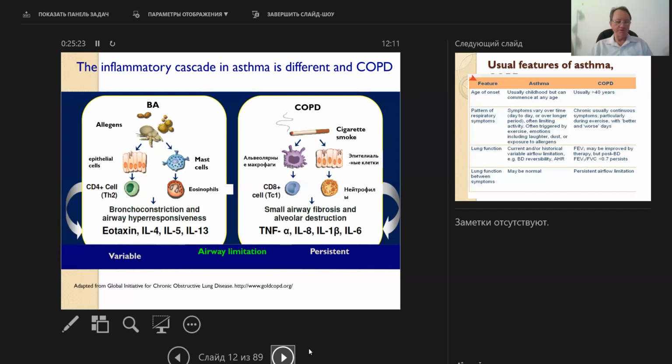But it doesn't mean we should not treat. We can treat. We can make prophylaxis of COPD. We should treat this patient correctly. But unfortunately, this treatment does not have a direct impact on inflammation in case of COPD.